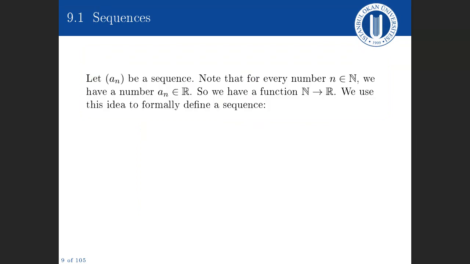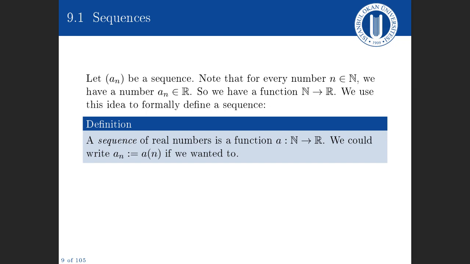Okay, let's suppose that a_n is a sequence. Now note that for every natural number n, we have a real number a_n. So really we have a function which maps from the natural numbers to the real numbers. We can use this to formally define a sequence. What is a sequence really? A sequence of real numbers is a function a from the natural numbers to the real numbers.